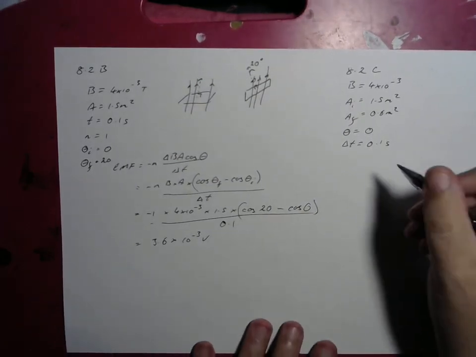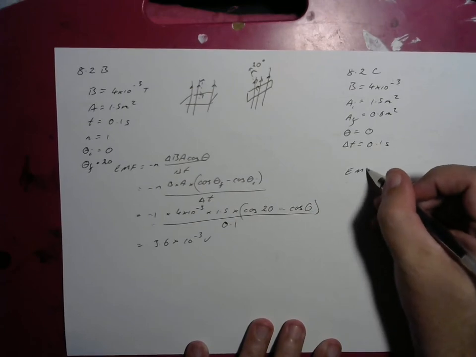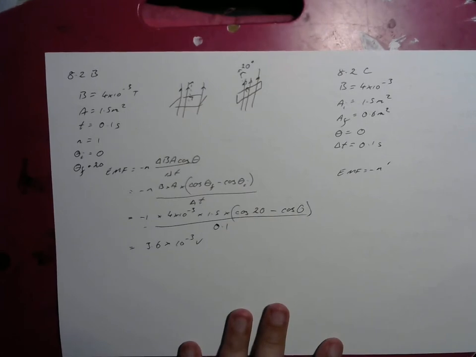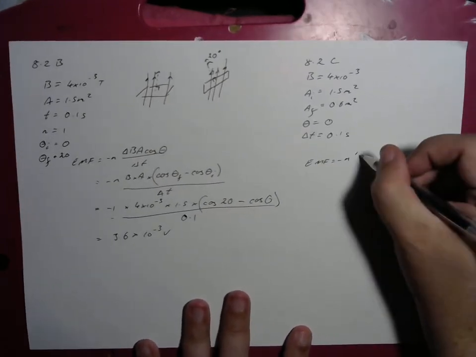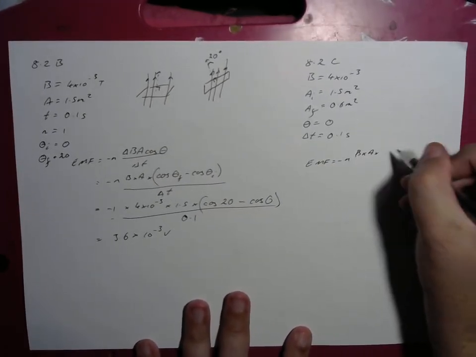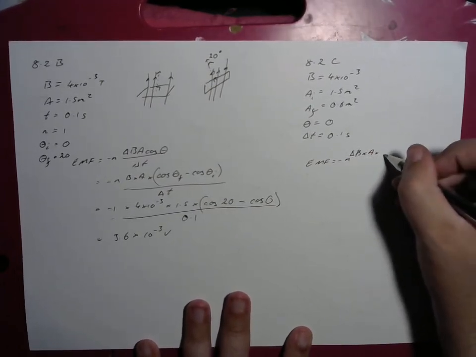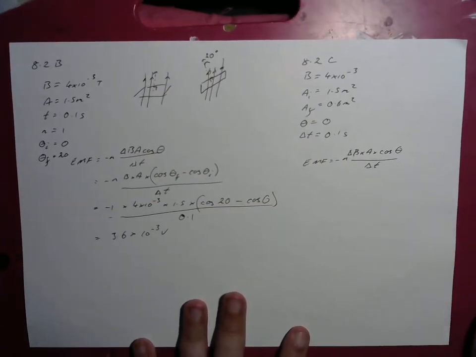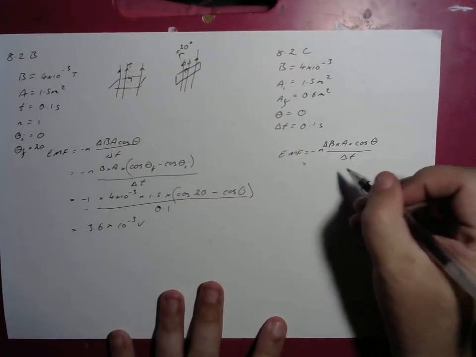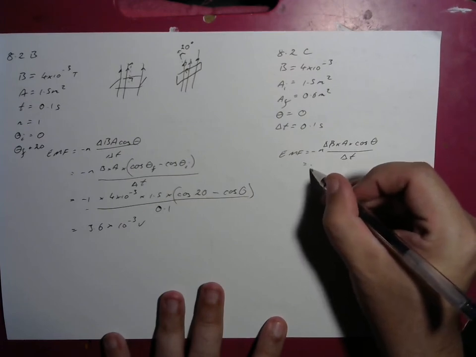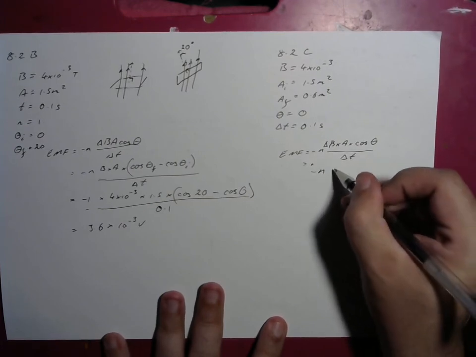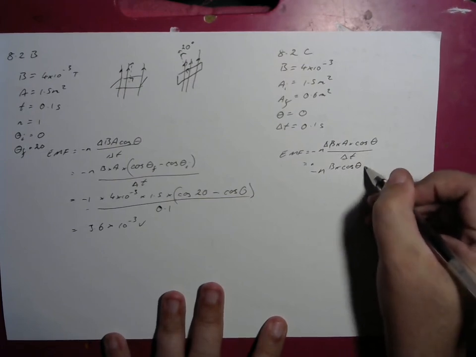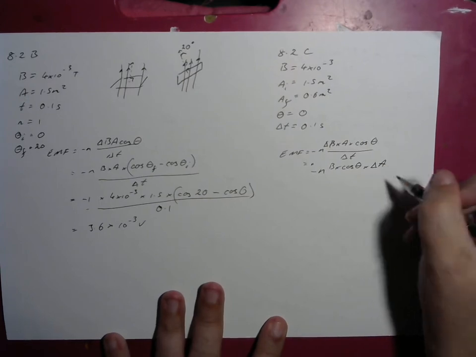Okay, let's shove our numbers in. So EMF equals -n, the delta of BA cos theta, all over change in time. Now, let's see, -n is fine, B is not changing, cosine of theta is not changing, but we have a change in the area.